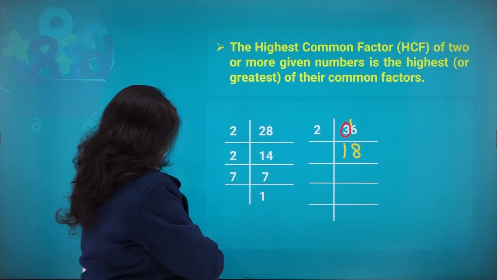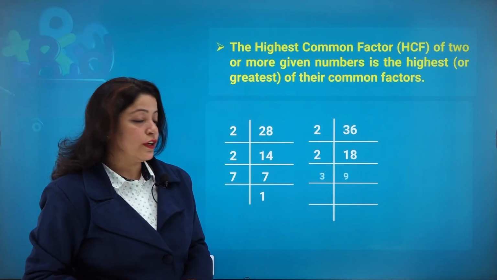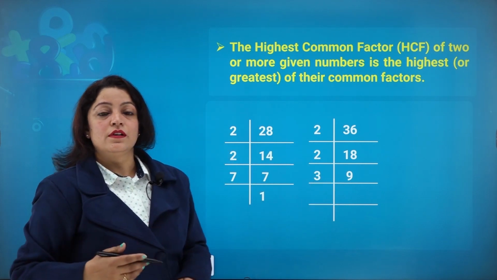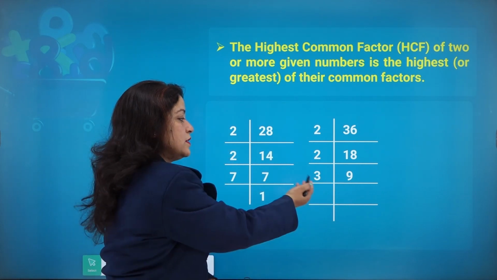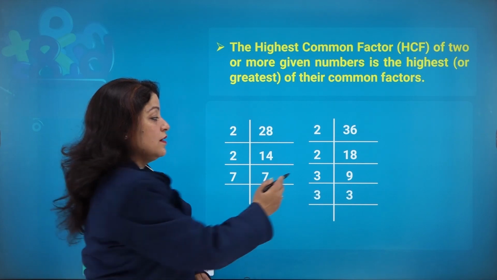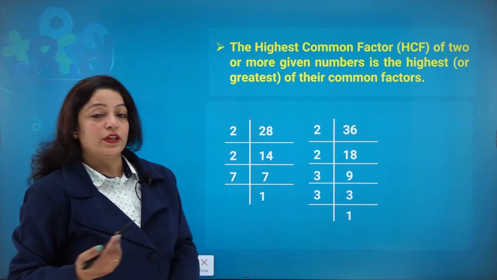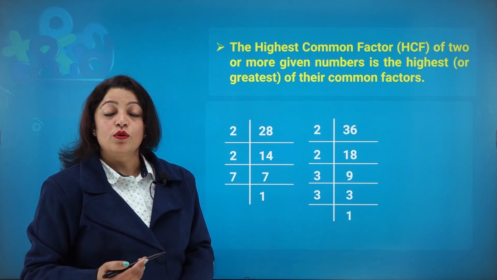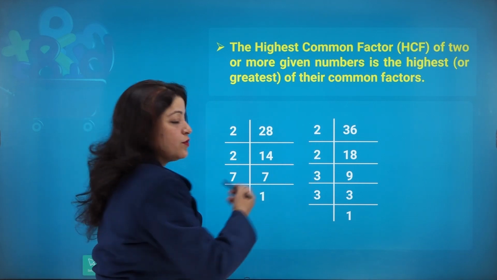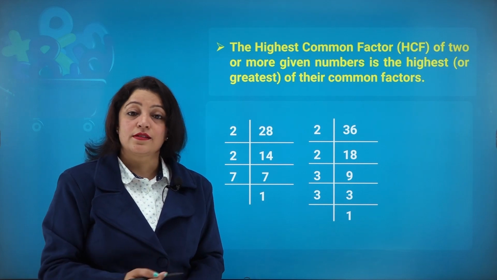Now here you get the number 18, and if we proceed further, again 2 nines are 18. Now 9 is divisible by 3, not by 2. So we'll write here 3. And 3 times 3 is 9, and 3 is divisible by 3 one time. So what is the prime factorization of this? 2 times 2 times 3 times 3. This is the prime factorization of the number 36.